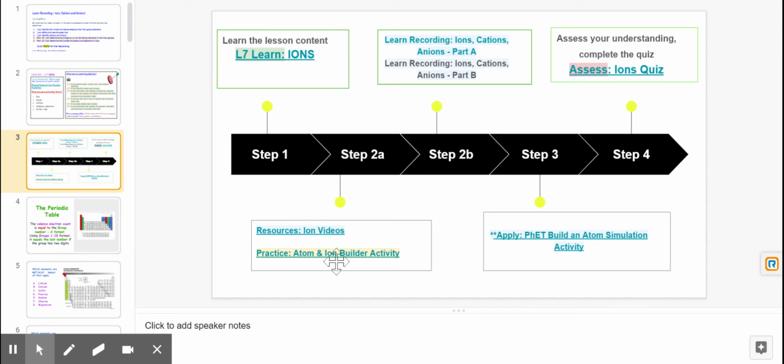So you can look at the ion builder in week 4. There's also the game, the PhET Build an Atom. If you look to the far right when you open the program, at the game there are different levels, and there are levels that include ions. That's a good way to practice as well.